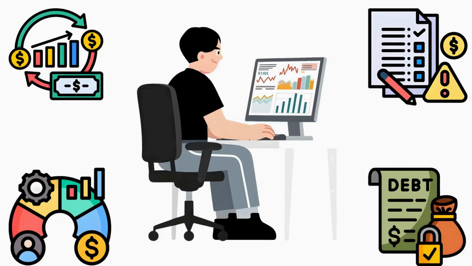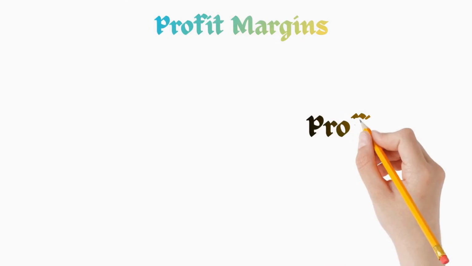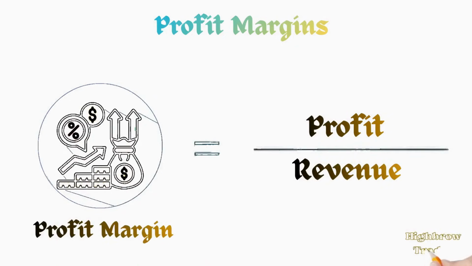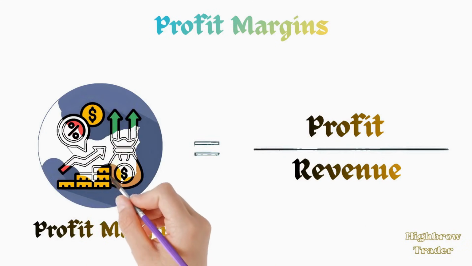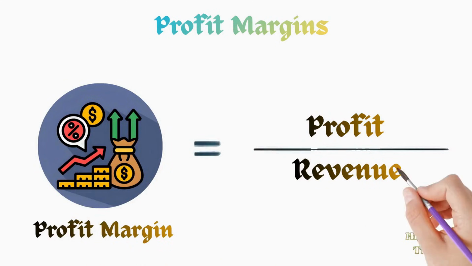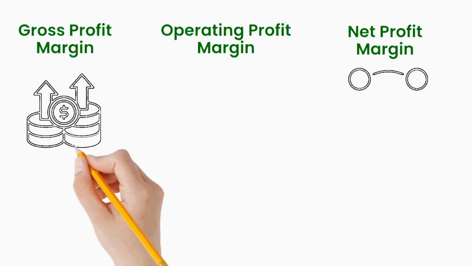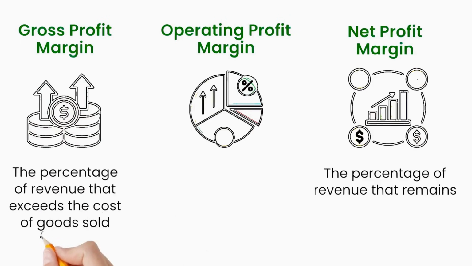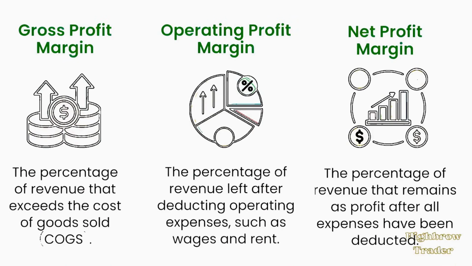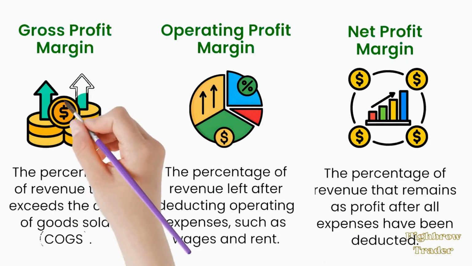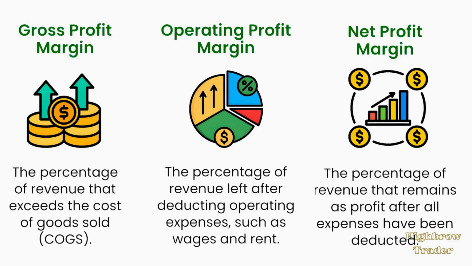Profit margins measure how much profit a company keeps from its total revenue after covering its costs. The formula is profit margin equals profit divided by revenue. For example, if a company earns 10 profit from 100 revenue, the margin is 10%. There are different types of margins, including gross margin, operating margin, and net margin. Higher margins indicate better cost control and stronger profitability. Investors use profit margins to compare companies and identify those with better efficiency and pricing power.